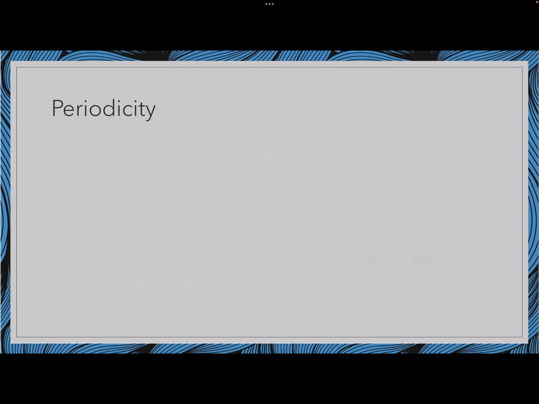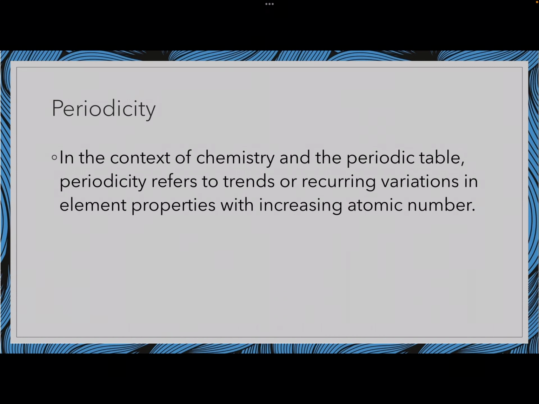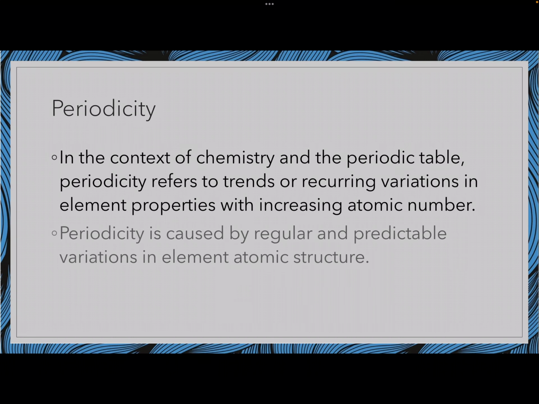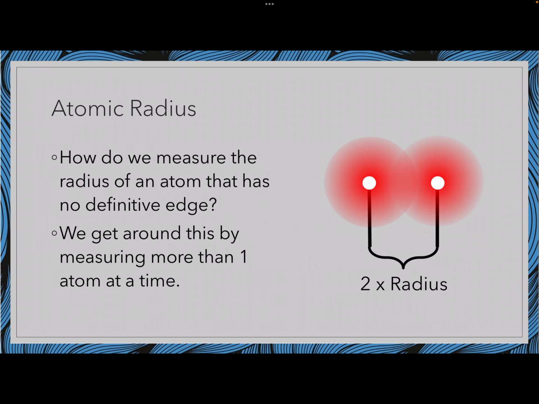So, periodicity. In the context of chemistry in the periodic table, periodicity refers to trends or recurring variations in element properties with increasing atomic number. Periodicity is caused by regular and predictable variations in element atomic structure. Now, basically, there's predictable ways that everything's put together. And we're going to have a look at some of the trends in the periodic table. The first trend we're going to look at is atomic radius.